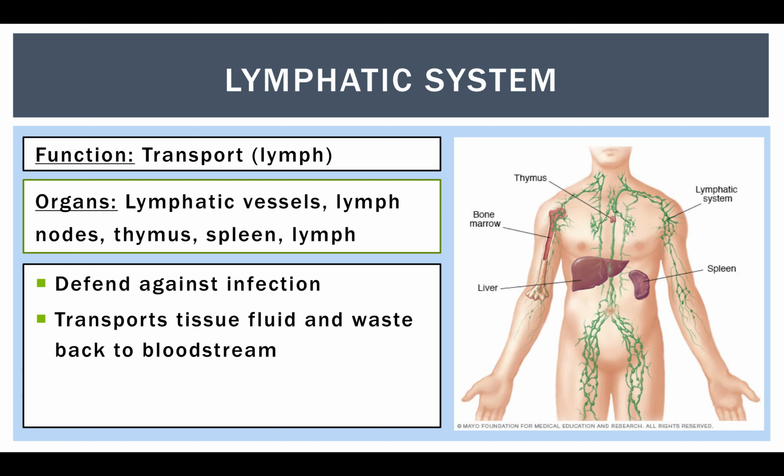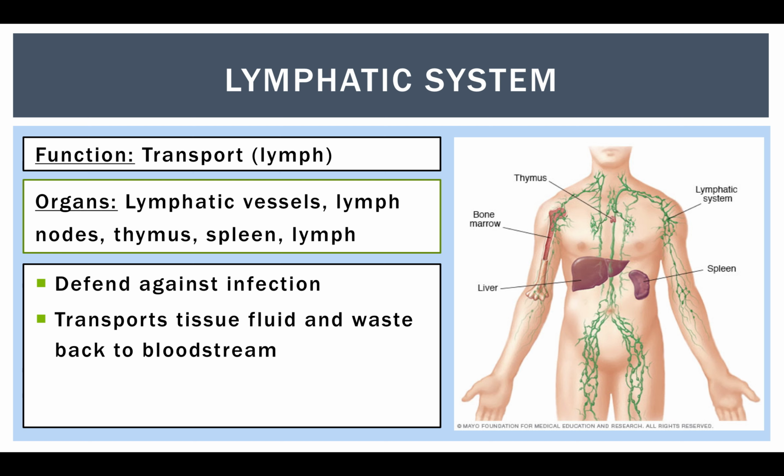Your lymphatic system also transports a substance through the body, and that substance is called lymph. The organs of the lymphatic system are the lymphatic vessels, the lymph nodes, the thymus, the spleen, and the lymph itself. Lymph is a liquid similar to blood.